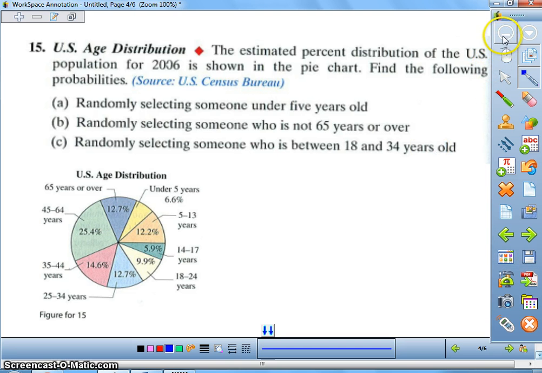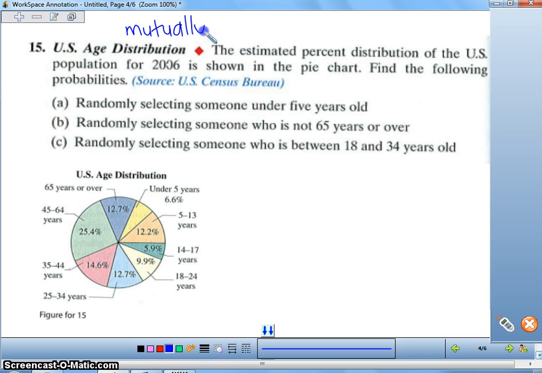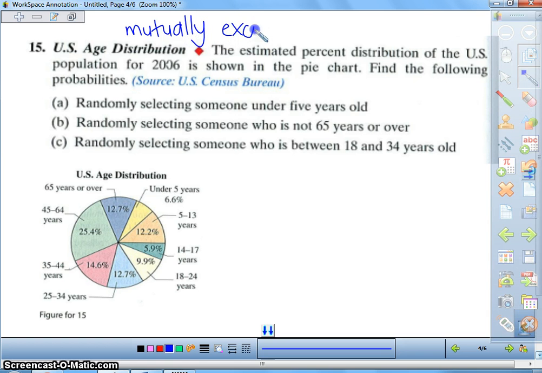Next example involves a pie chart, and if these events are on a pie chart, they are mutually exclusive. And when events are mutually exclusive, they can't happen at the same time. So we don't have to worry about subtracting the AND probabilities. These are ages again. You're not going to be under 5 and between 5 and 13. So since they're mutually exclusive, we don't have to worry about any subtraction here. We just have to add.